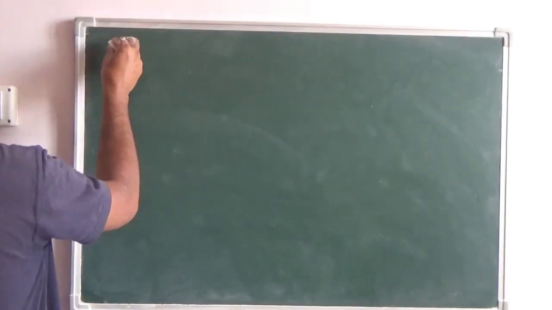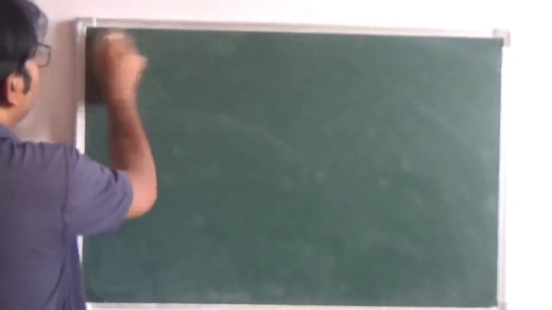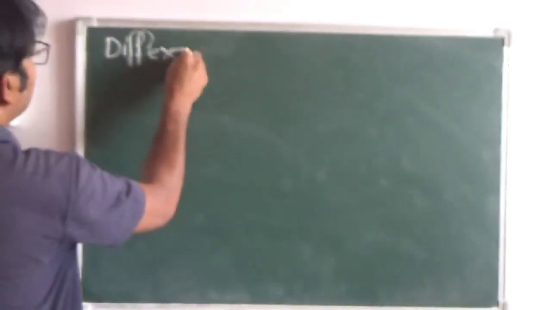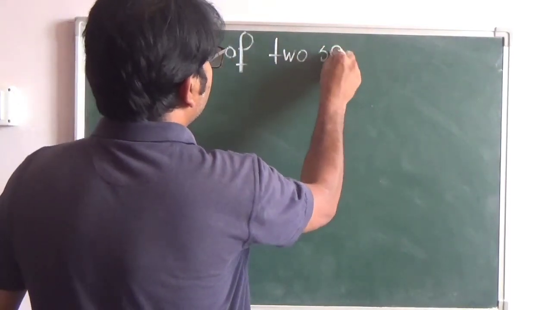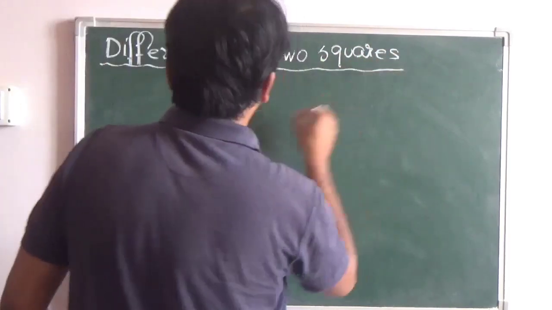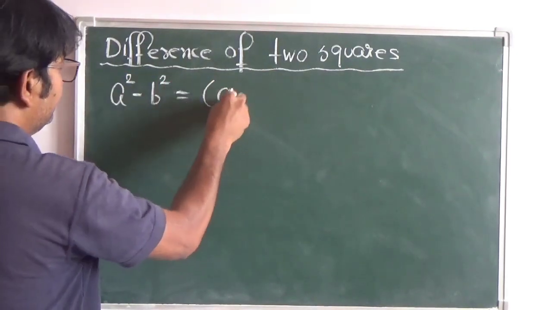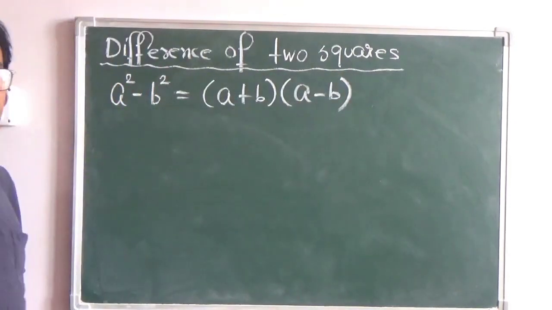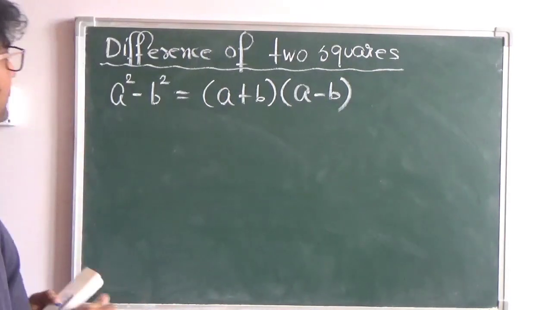The method is a square, it is the difference of two squares, and that is a square minus b square is equal to a plus b into a minus b. Okay, now let us start solving the problems on this.